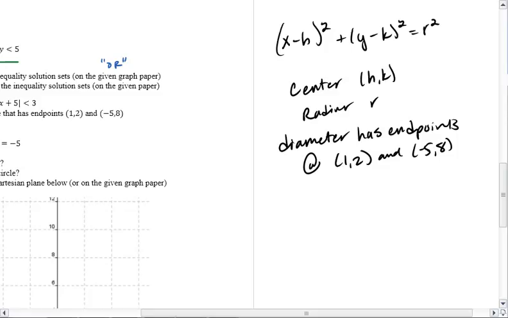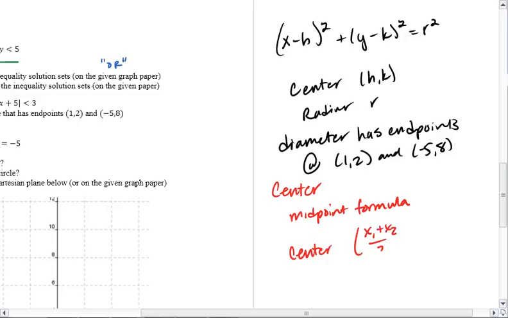To find the equation for this circle, the first thing we want to do is find the center of the circle, and we do that with the midpoint formula. So we see that the center of the circle will be at the ordered pair (x1 plus x2 over 2, comma y1 plus y2 over 2).